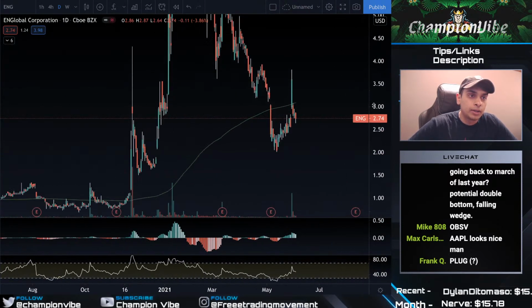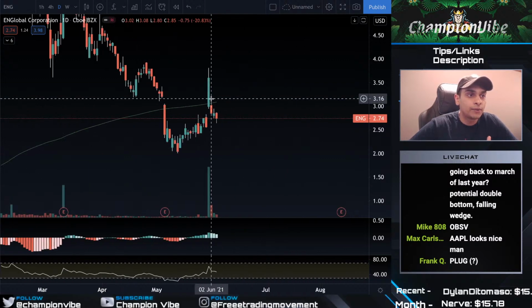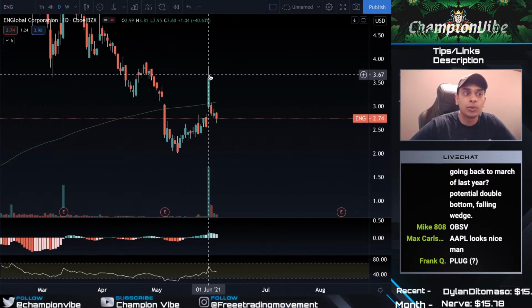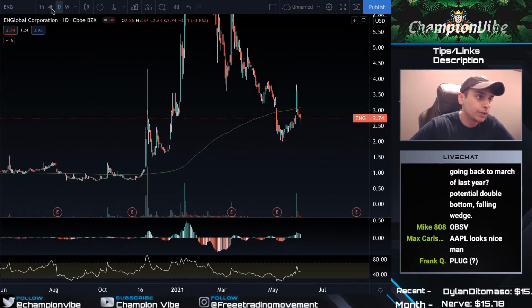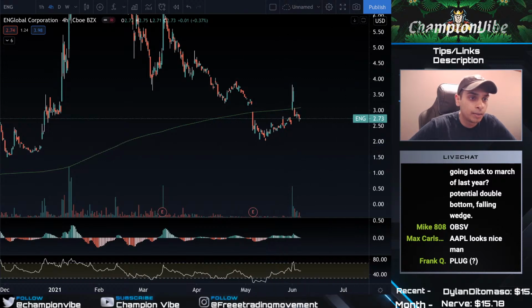ENG, I don't like how it got back under the 200-day moving average after a very big candle. A 40% candle, and then it just went back under. That's just not great. Of course, it could just get back above. It's kind of being a little bit weird in this area, but I'm not too sure.